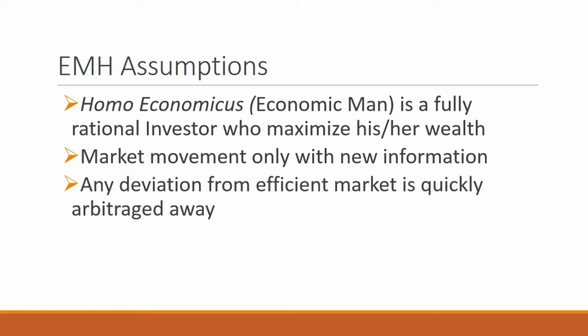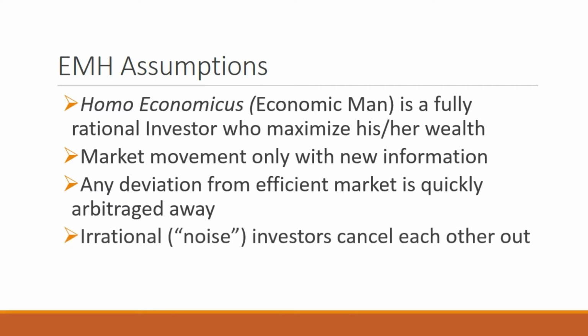Any deviation from the efficient market, any irrationality, is quickly arbitraged away by rational economic man and the information at his or her disposal. Now, EMH does agree that there are irrational investors in the market, but it refers to them as noise investors and assumes that they cancel each other out so that they have no effect on the marketplace or on the efficient market.